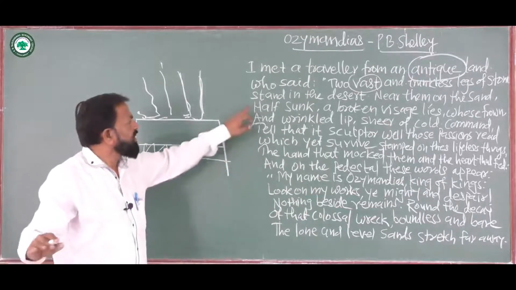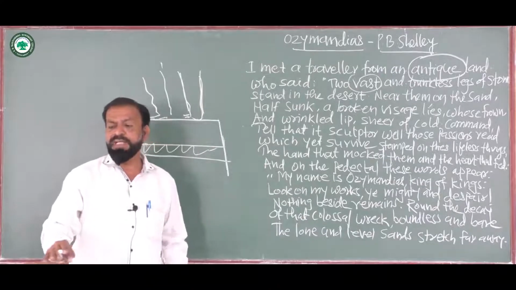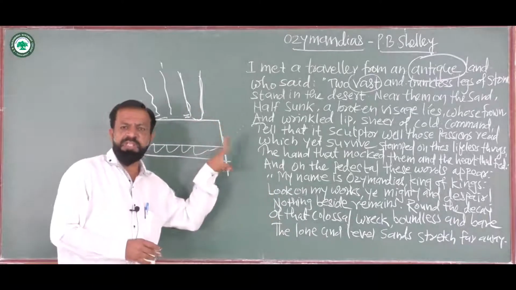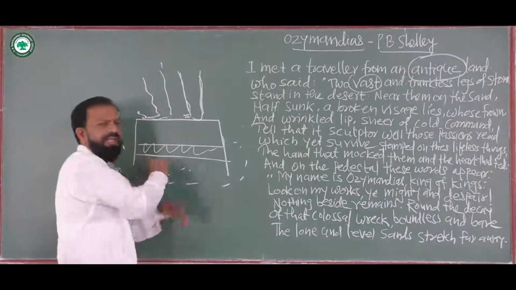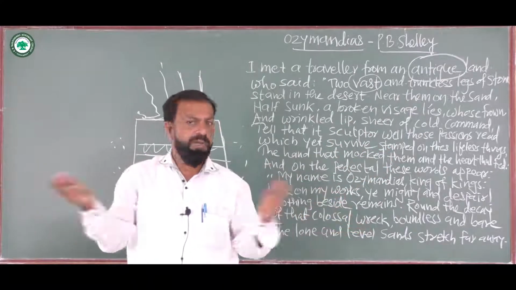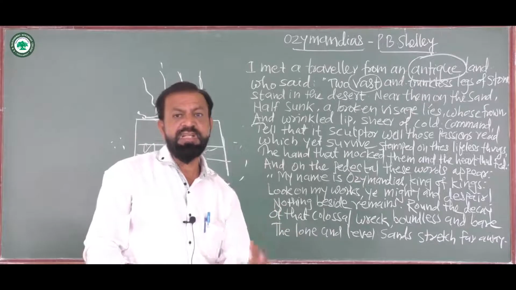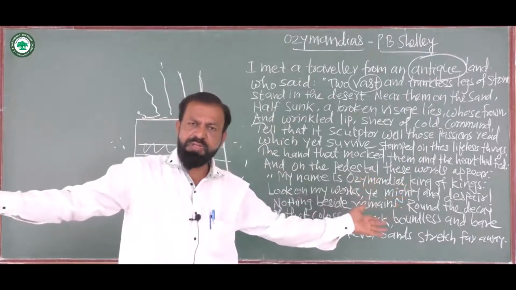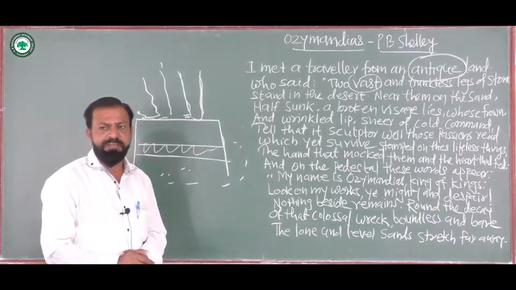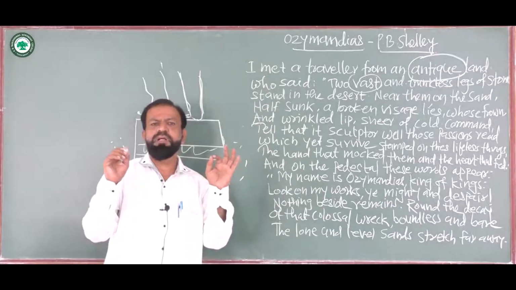And in the third line, the poet describes where the statue is, and he says, stand in the desert. Now Egypt is so famous for its desert. Now this statue is situated in the desert. Desert means, here and there, far and away, we have sand and nothing else. No tree is there, no pond is there, no mountain is there, or we can say no natural beauty is there. So this statue is in a lonely place where we have the sand. So in the third line we are told that they stand in the desert near them on the sand.